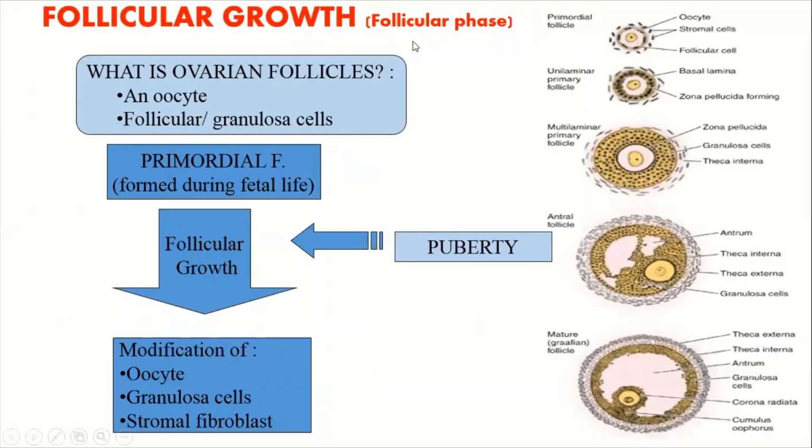Now, follicular growth. What are these follicles actually? Every time we are saying ovarian follicles. When an oocyte is formed, it is surrounded by cells. The cells immediately surrounding it are called the follicular cells or granulosa cells, and the connective tissue around the follicular cells comes from stromal cells. The first follicle, formed during fetal life, is the primordial follicle. Gradually, till the time of puberty, follicular growth happens, with modification of the oocyte, granulosa cells, and stroma.